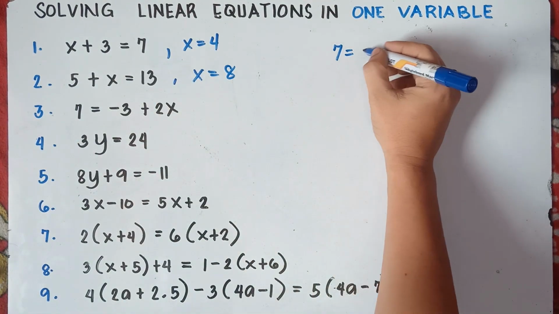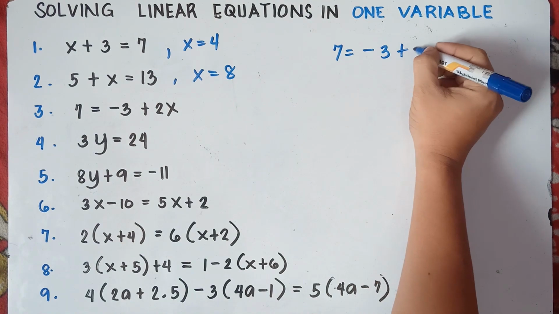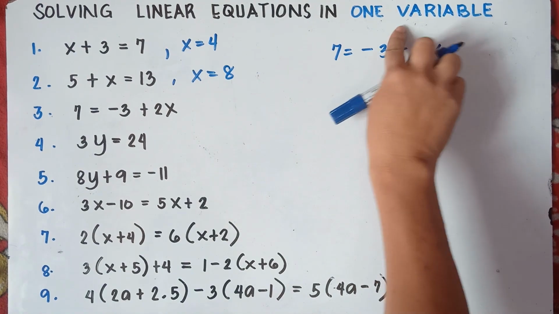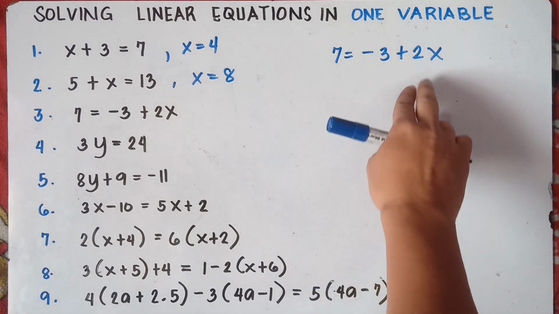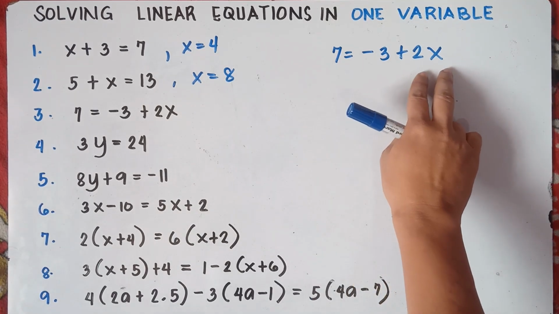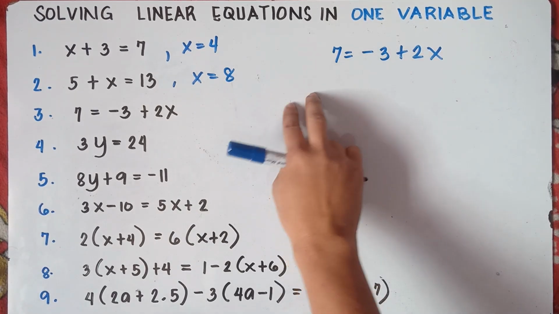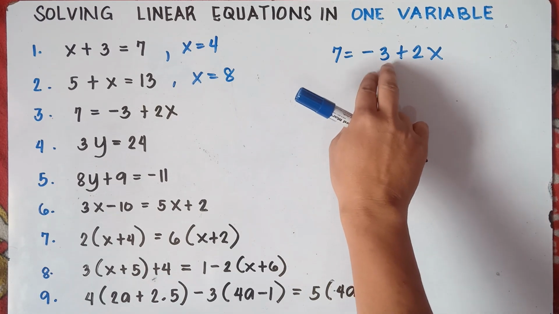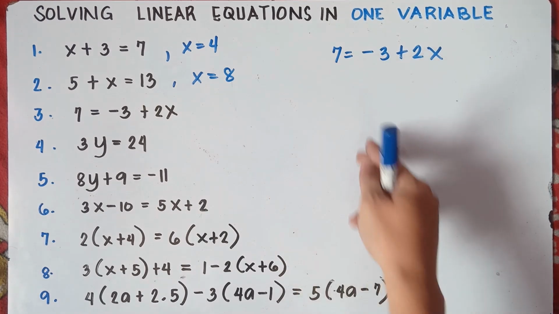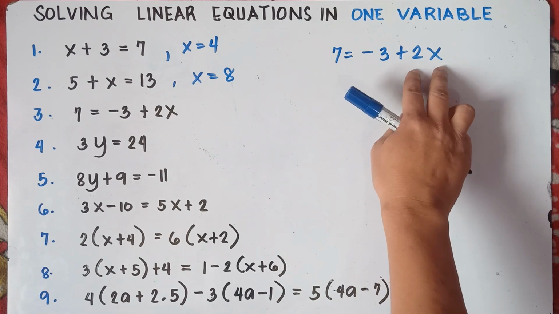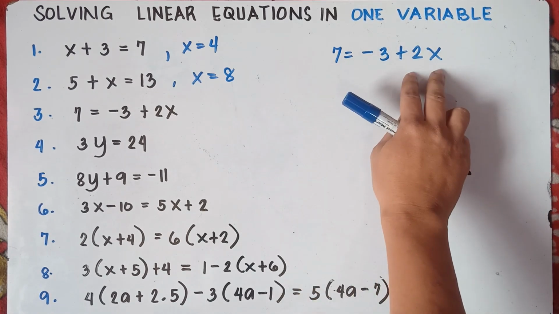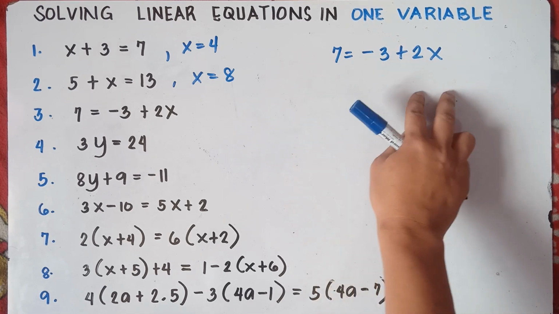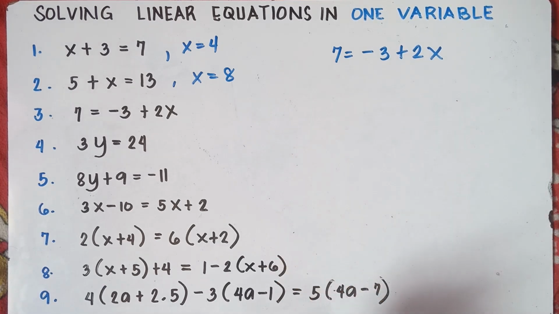7 equals negative 3 plus 2x. So in this case, class, instead of transposing 2x from right to left, we just simply transpose negative 3 from right to left. Okay, why is that, sir? Because if you transpose 2x from right to left, it will change the sign and our x value will be negative and it will be more complicated.